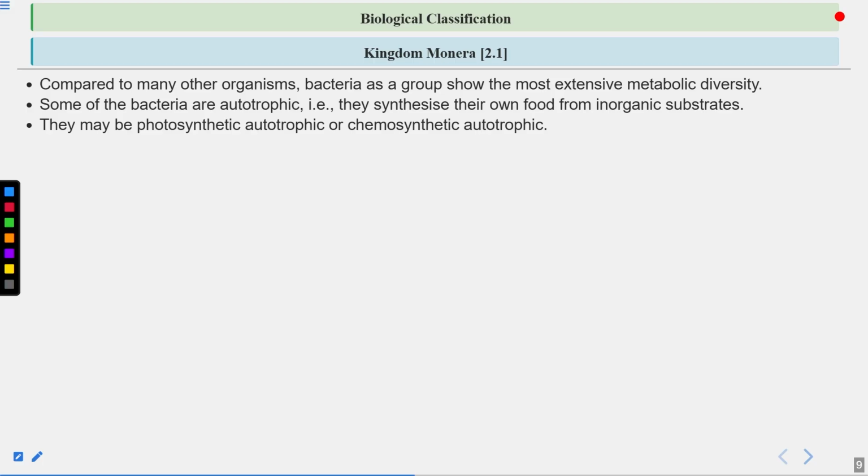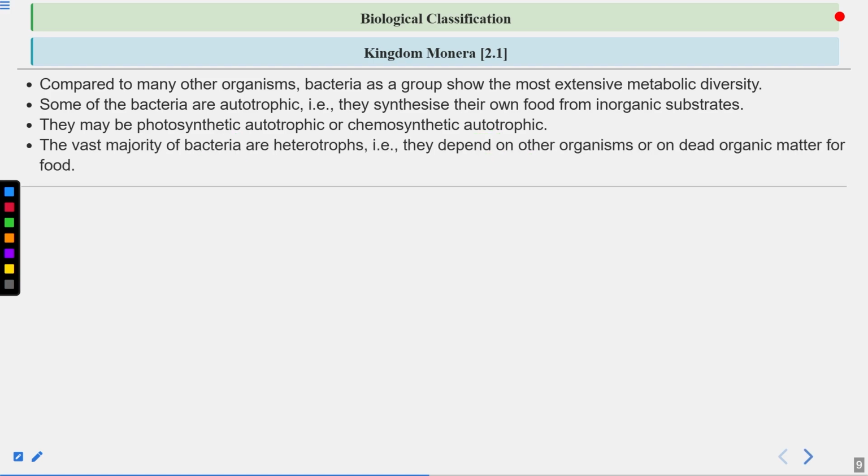Now, they may be photosynthetic autotrophs or chemosynthetic autotrophs. Photosynthetic autotrophs means they can photosynthesize, like cyanobacteria. It is known as blue-green algae. It contains chlorophyll A, which is very similar to the chlorophyll A of plants. Then there are chemosynthetic autotrophs. Chemosynthetic autotrophs can oxidize inorganic substances to produce energy. Examples are Nitrosomonas or sulfur oxidizing bacteria.